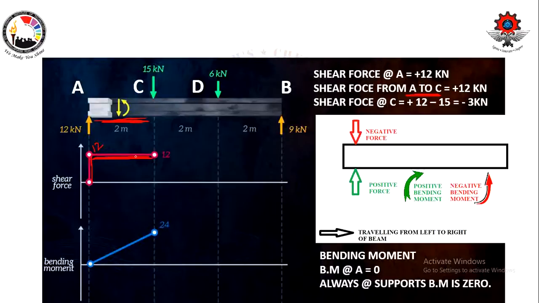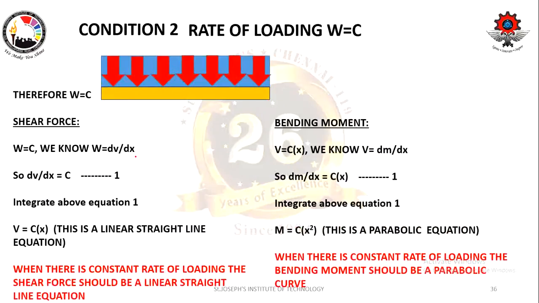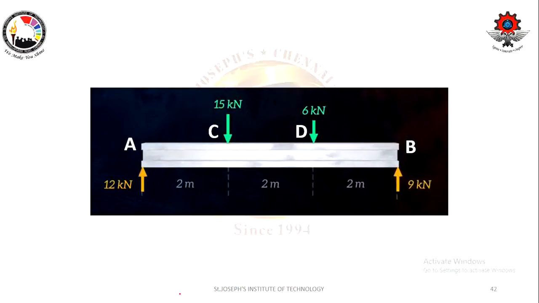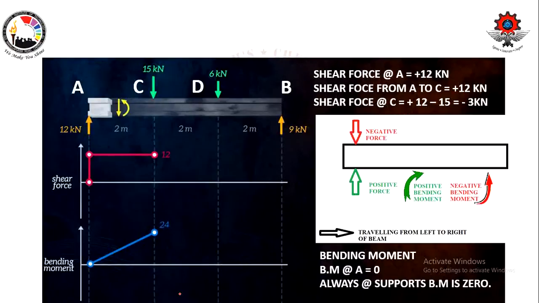Hope you remember that. Okay. If I want to trace back, I can go back to that particular slide which will give you additional information. Condition 1, rate of loading is 0. Shear force should be a horizontal straight line. There is no rate of loading between these two loads. So the shear force should be a horizontal straight line, right? Okay. Now coming back to the problem. We have drawn up to this, right? Now shear force at C.